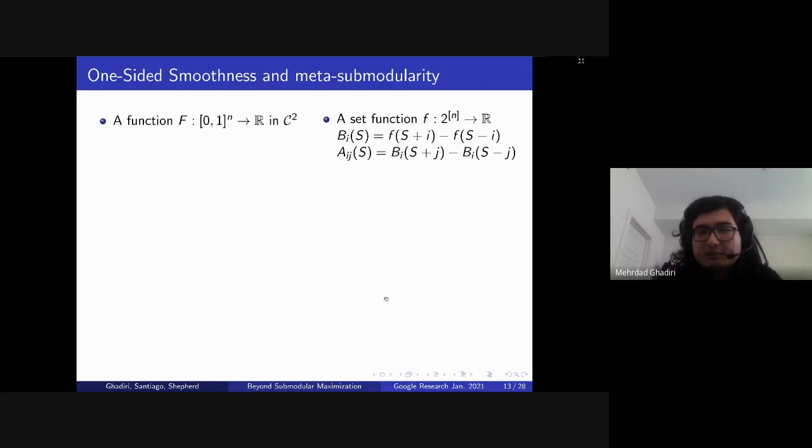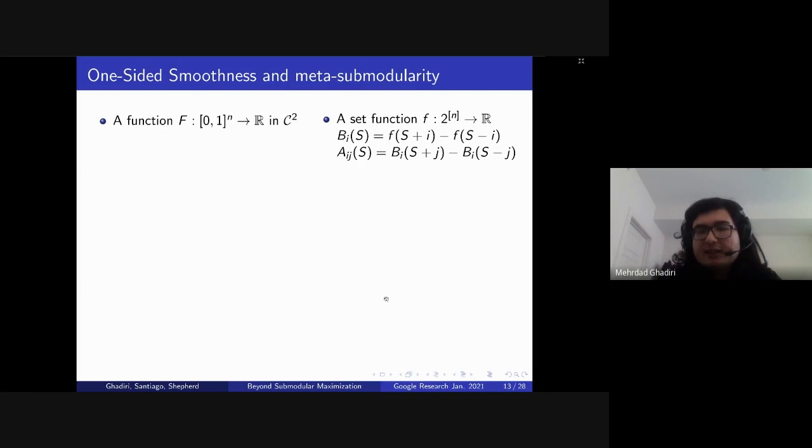And on the discrete side, we have a couple of definitions. First, remember that we only consider non-negative monotone functions. The first definition we need for the discrete side is B sub i of S, which is basically the marginal gain of adding i to the set S. And then we have the second order difference A sub ij of S, which is B_i of S plus j minus B_i of S minus j.